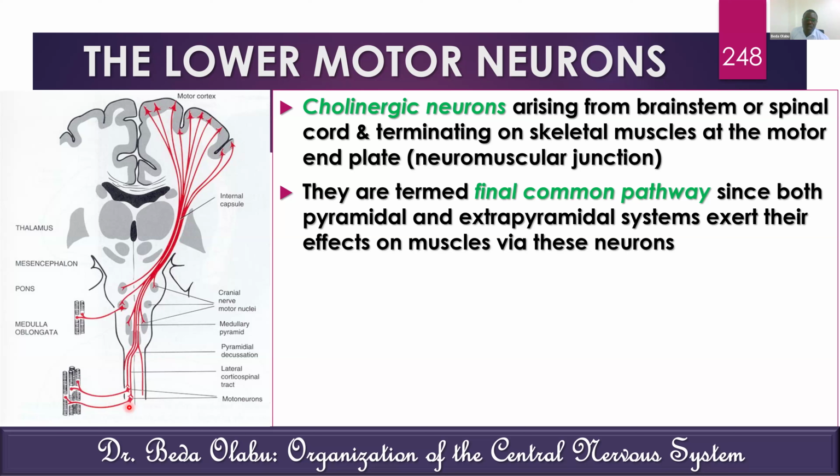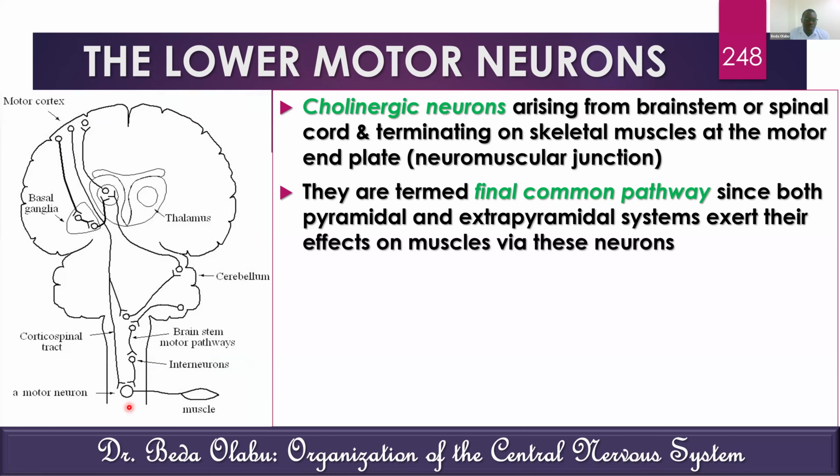We term lower motor neuron the final common pathway because whether a signal came through pyramidal or extrapyramidal, they will all have their effects through the lower motor neuron. Whether pyramidal or extrapyramidal system, their motor effects are mediated via the lower motor neuron. So the lower motor neuron is the final common pathway. That means controlled by both pyramidal system, this one, and the extrapyramidal system, this one.